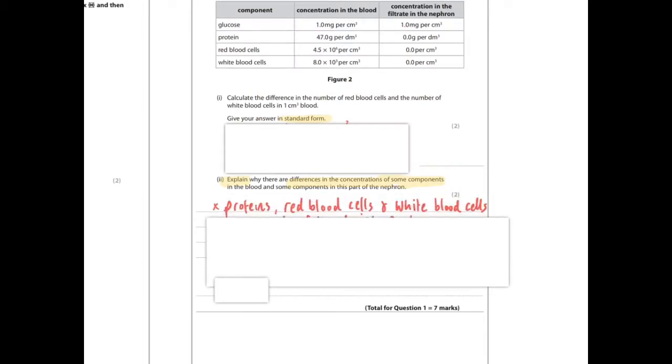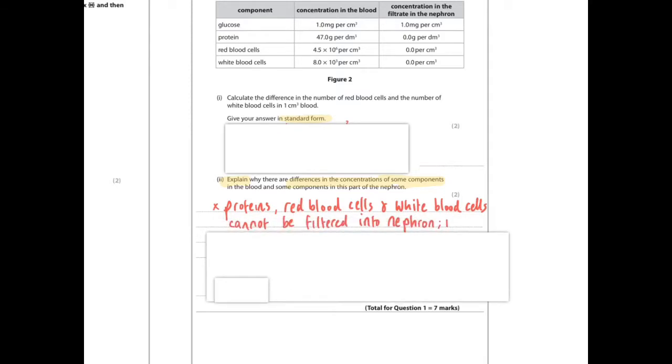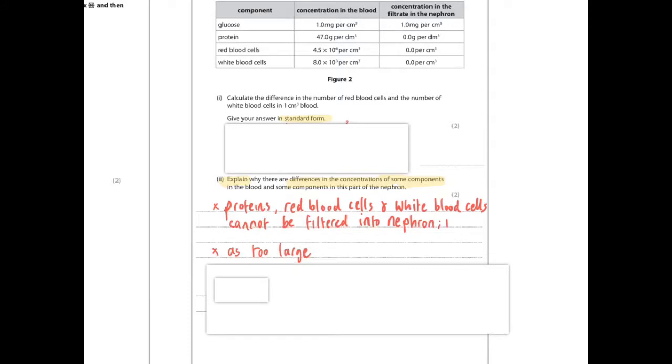Firstly, proteins, red blood cells and white blood cells cannot be filtered into the nephron. That's obvious difference there, as they're too large, and there's the reason. So that's the difference, these aren't in the nephron. Why? Because they're too large.